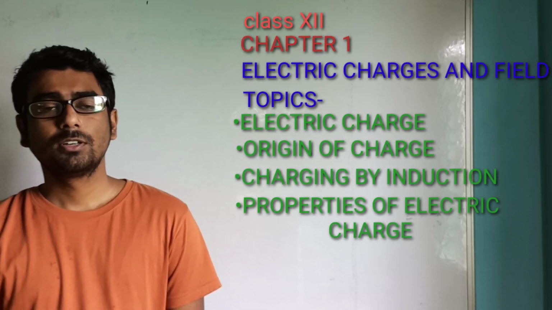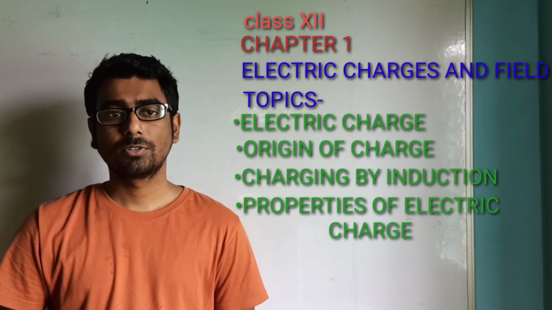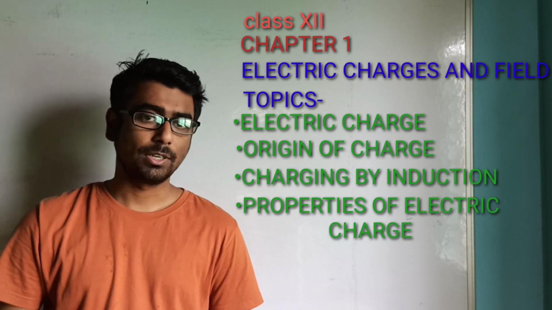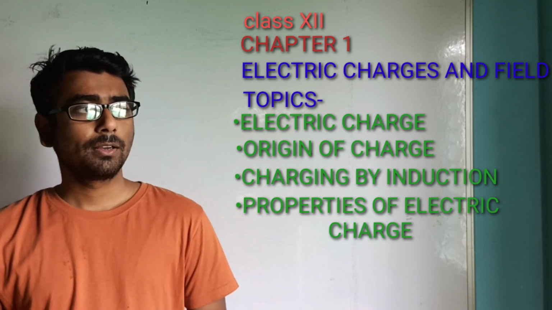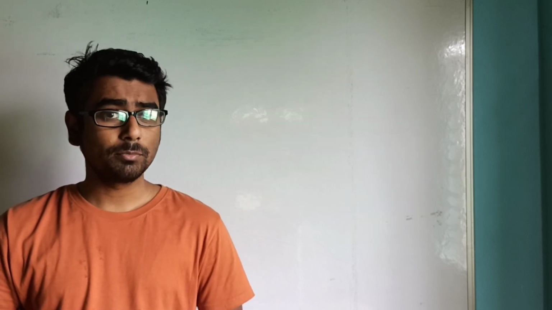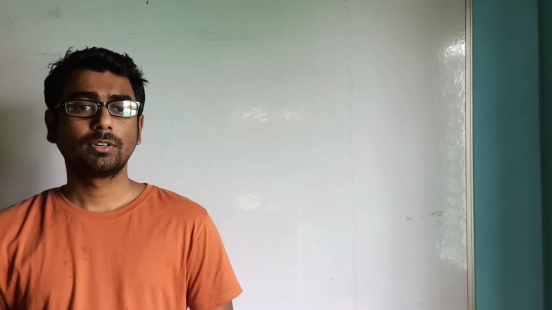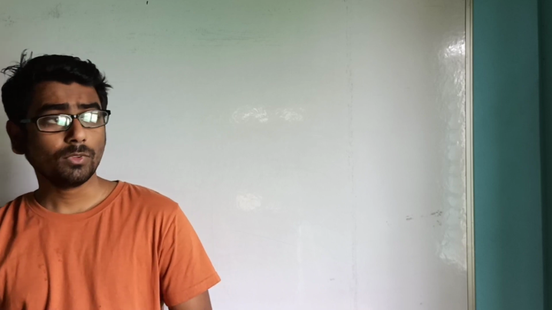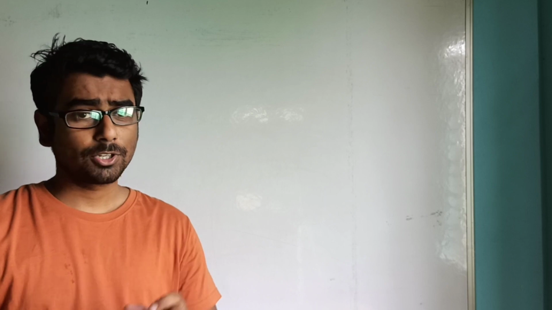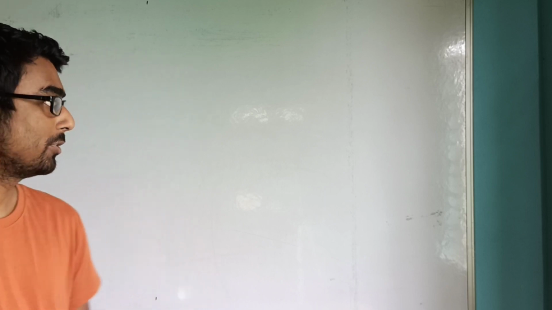Hello everyone. Today we will discuss class 12 chapter electrostatics. Actually, according to the NCERT book, there are two chapters. The first one is electric field and charges, and the second chapter is potential and capacitor. These two chapters have been categorized under electrostatics. Today we will give a brief introduction to this chapter, electrostatics.